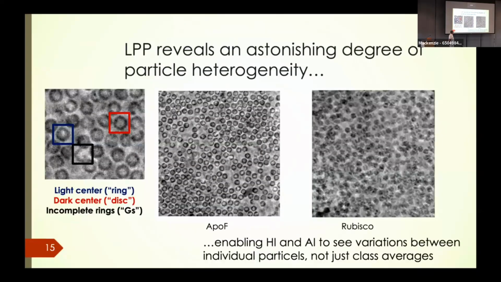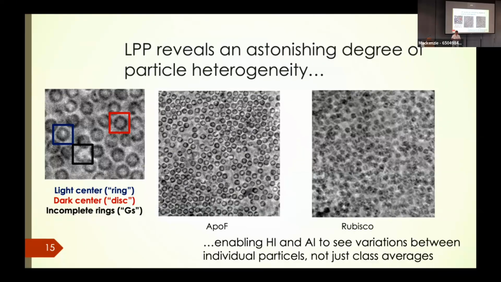Here's a first example of how the laser faceplate shows you unexpected detail about your specimen, a serendipitous discovery. We were not looking for it, but these are apoferritin molecules. They look like little soccer balls, right? If you look at these things, you can see that sometimes they look like rings, hollow rings. Sometimes they look like Cs. Sometimes they look like filled rings. Sometimes they look like very incomplete Cs. That is an unexpected level of particle-to-particle variation in these specimens.